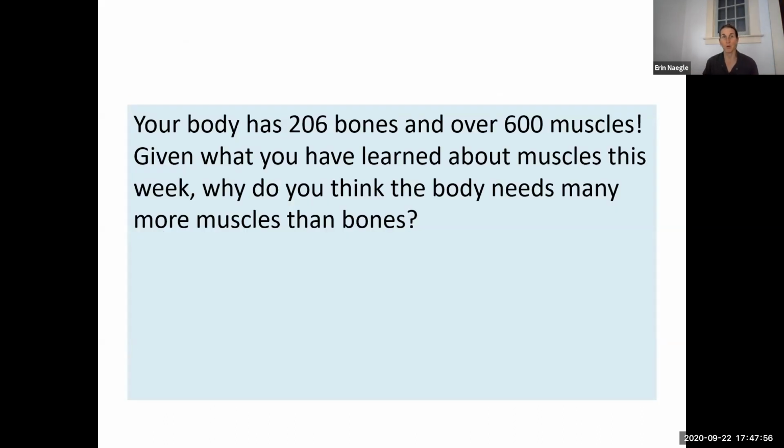Here's another fun question. Your body has 206 bones and over 600 muscles. There's still some debate on the exact number. But given that you have learned about muscles this week, why do you think the body needs many more muscles than bones?